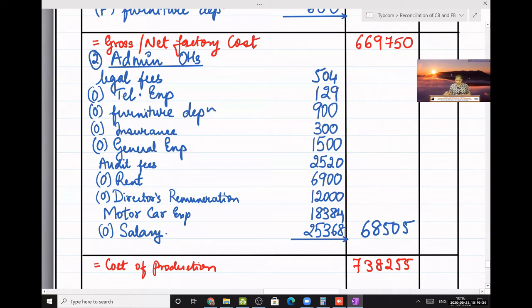7,38,255. That's my cost of production. Okay, let's go through it. 1, 2, 3, 4, 5, 6, 7, 8, 9, 10 items under admin.